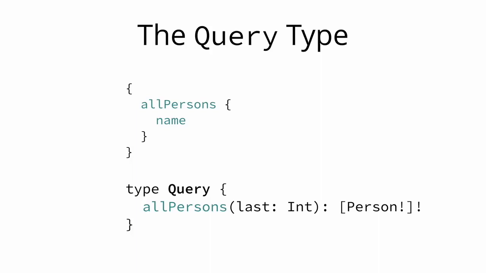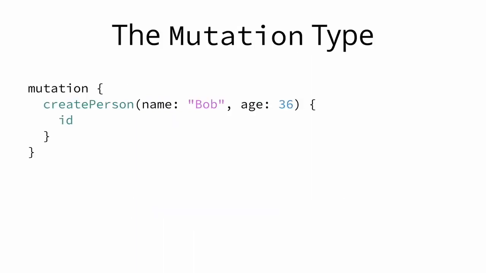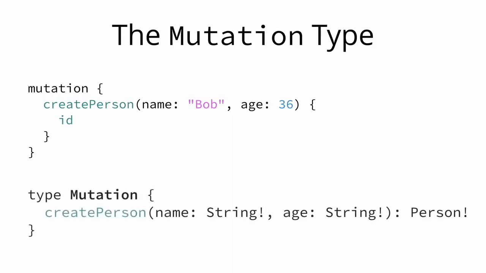Notice that we are also adding the last parameter that we were using at some point to limit the number of users that we wanted to retrieve. The type of the all-persons field is a list of persons, since this is what the query will return.